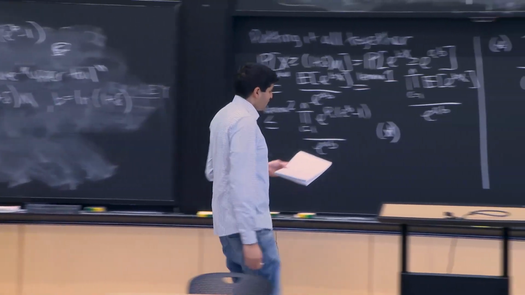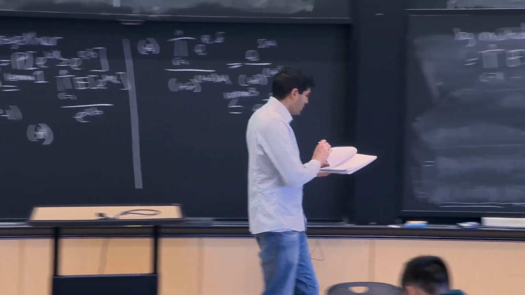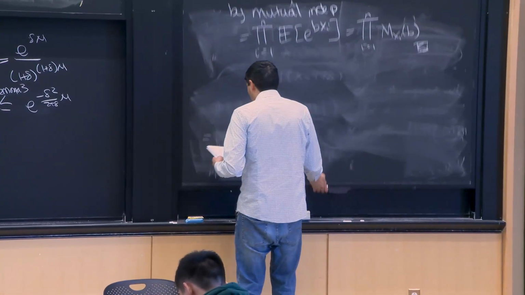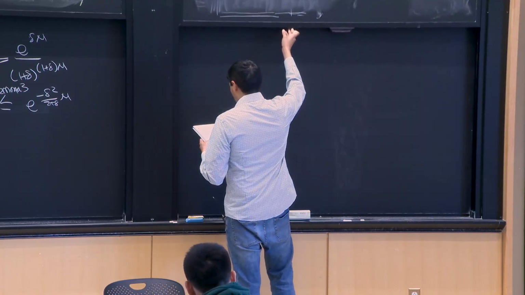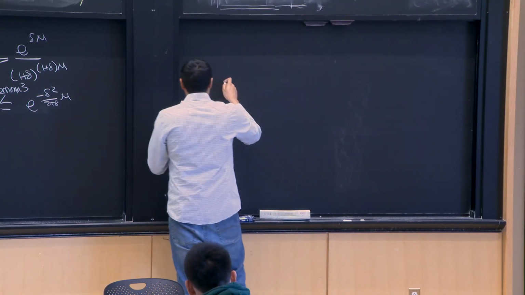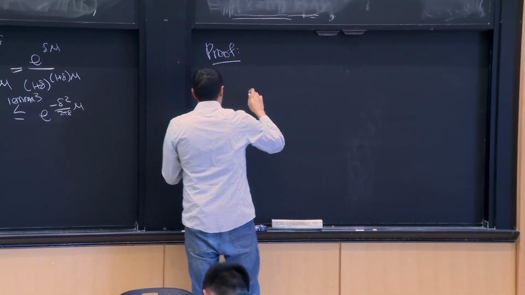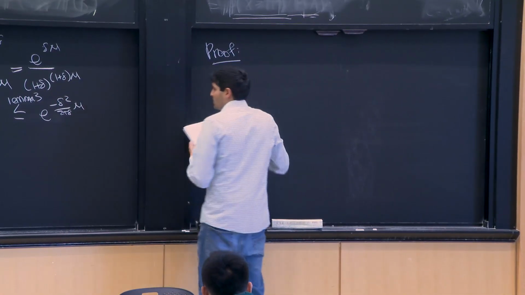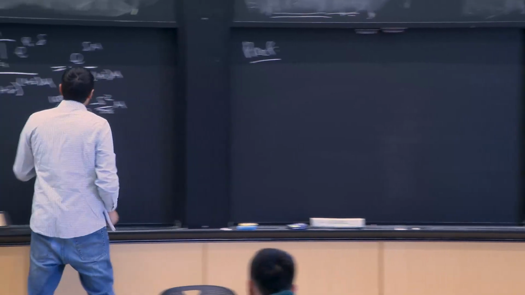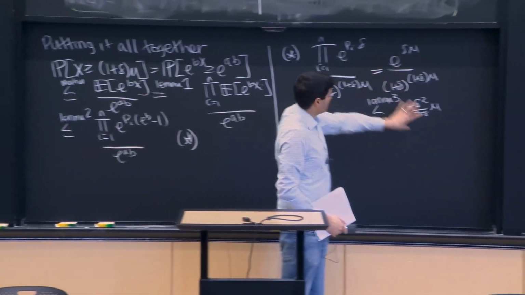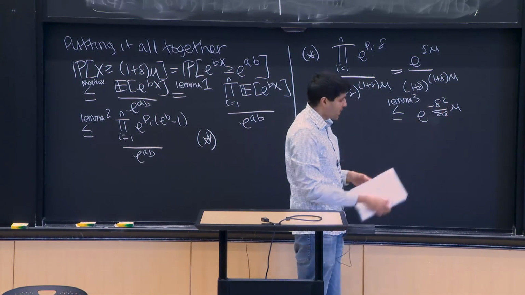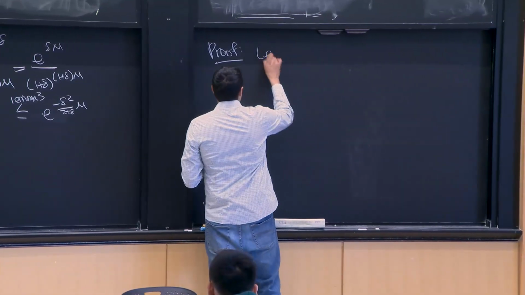So let's prove that last part. And it's not too bad. So the way that we're going to do this is, this is what our lemma 3 is. We want to show that this is at most this quantity right here. So what I'm going to do is take the natural log of both sides.